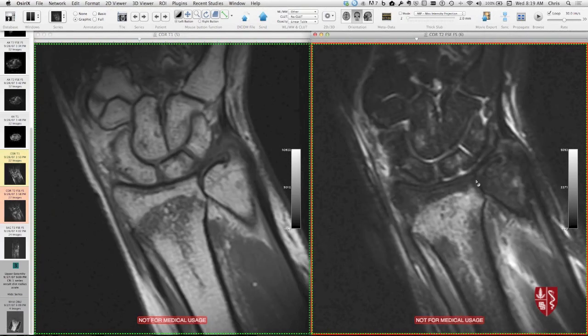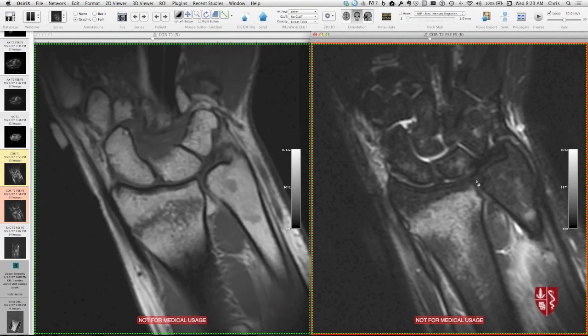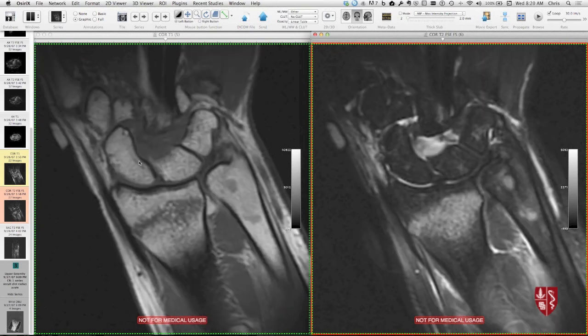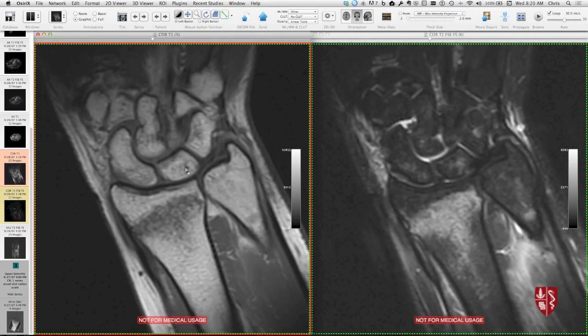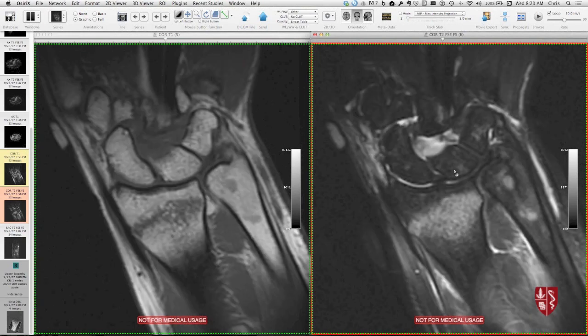This isn't a real high-res wrist MR, but if you look at the scaphoid and lunate here, the scapholunate ligament is proximal and it goes across here. On a T2 weighted scan, you should see low signal tissue connecting the scaphoid and the lunate. If you had a high-grade tear of that ligament, you'd see fluid tracking through there.